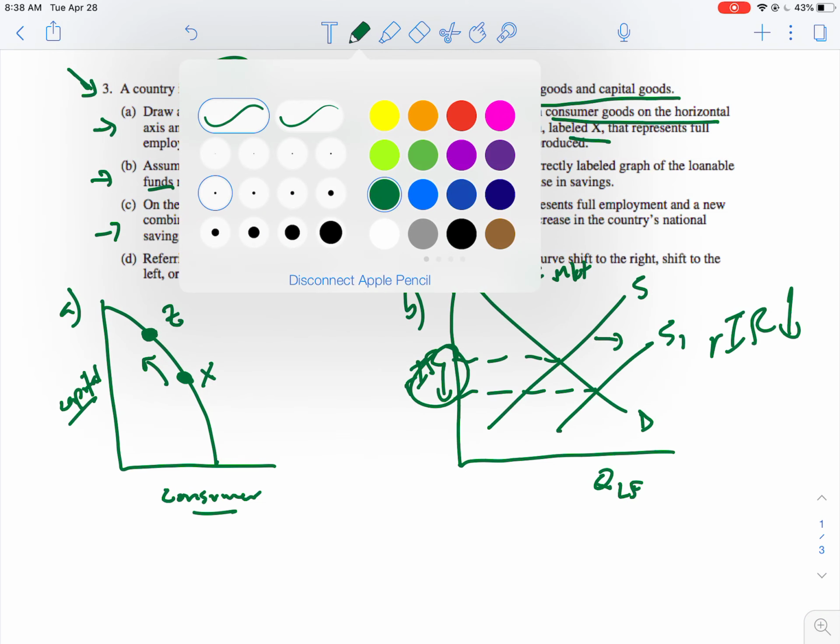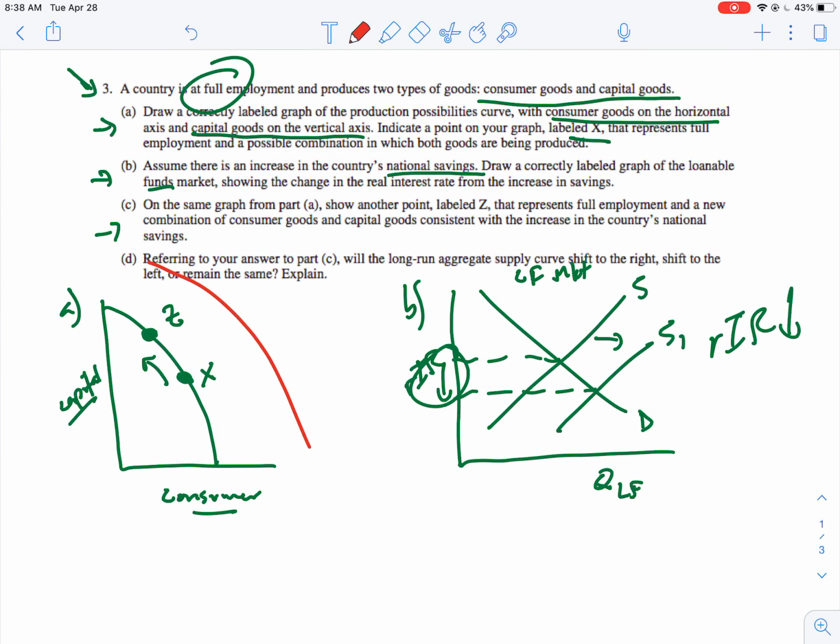I know it might be tempting to think that you get a new PPC that is further out to the right. I understand why people might think that, but that includes time. Okay, and this is not saying that time is passing. It's just saying that the savings rates are changing. Okay, so that's something to keep in mind there. Okay, so Z, that's C.